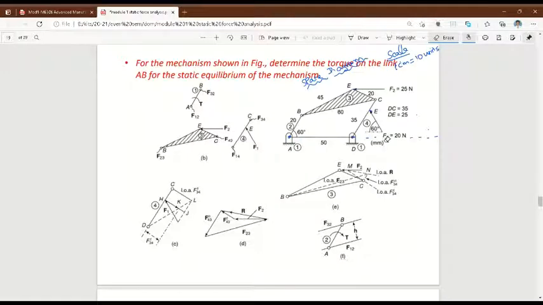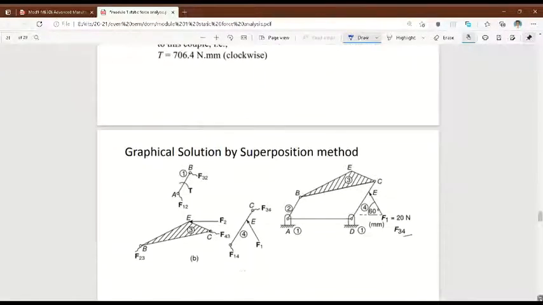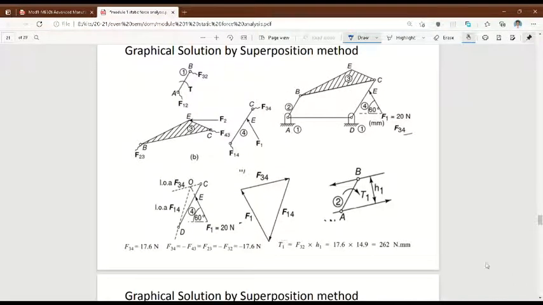Now we will move to the problem. We are going to use the superposition method. First of all, you just draw the free body diagram. These three diagrams are free body diagrams.